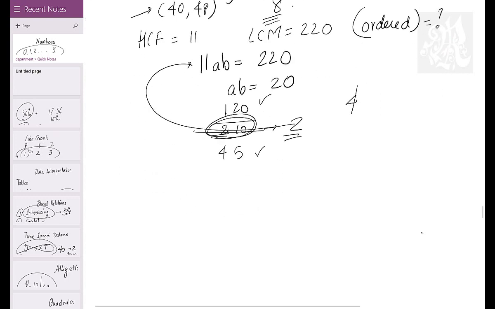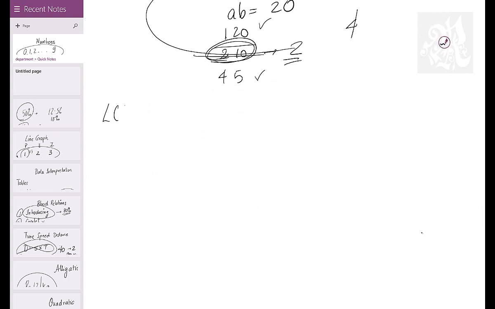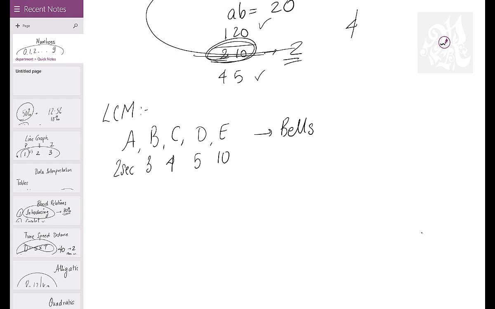Okay, one question you can have on LCM is this. There are 5 bells: A, B, C, D, E. The first bell tolls every 2 seconds, the next every 3 seconds, the next every 4 seconds, the next every 5 seconds, the last one every 10 seconds. These are the tolling speeds. They toll together at 12 o'clock. When will they toll again together?